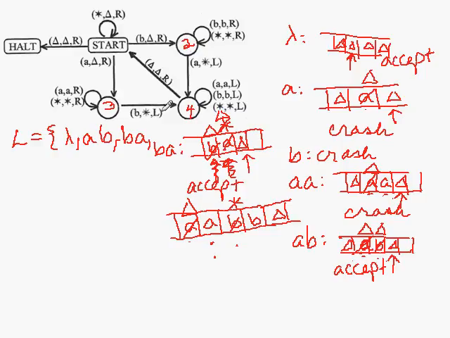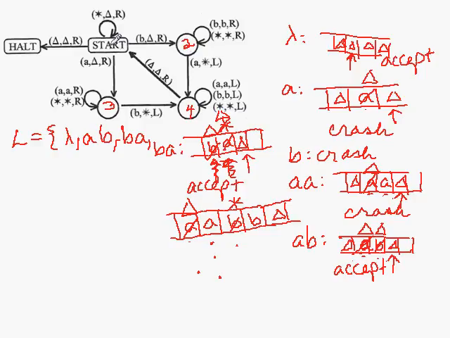And where am I? I am here in state 4, sitting on this A. In state 4, if you see an A, you leave it an A and you go to the left. Alright, so I leave it an A, now I go to the left, and I'm sitting right there on this cell where there's a blank. And in state 4, if you see a blank, you leave it a blank, you go to the right. Alright, so now I'm back here on this A, and I'm in the start state.